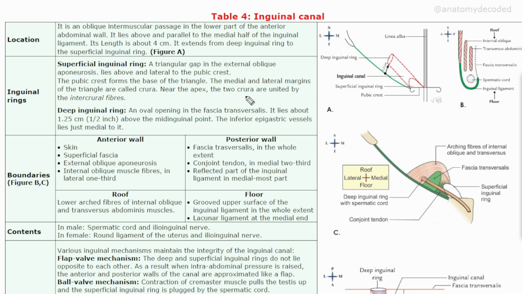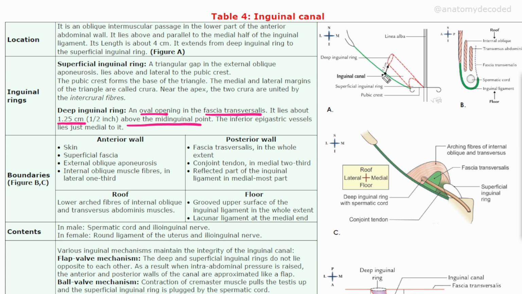The two crura are united by the intercrural fibers. Some intercrural fibers are there between the two margins. Then the deep inguinal ring is an oval opening seen in fascia transversalis. It lies about 1.25 centimeters above the mid-inguinal point.